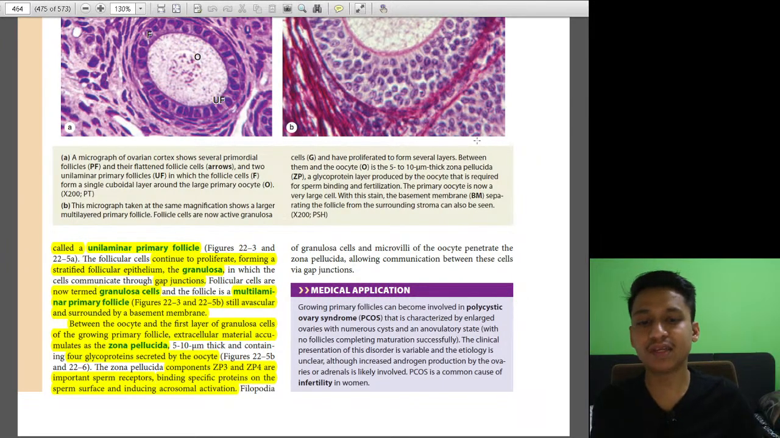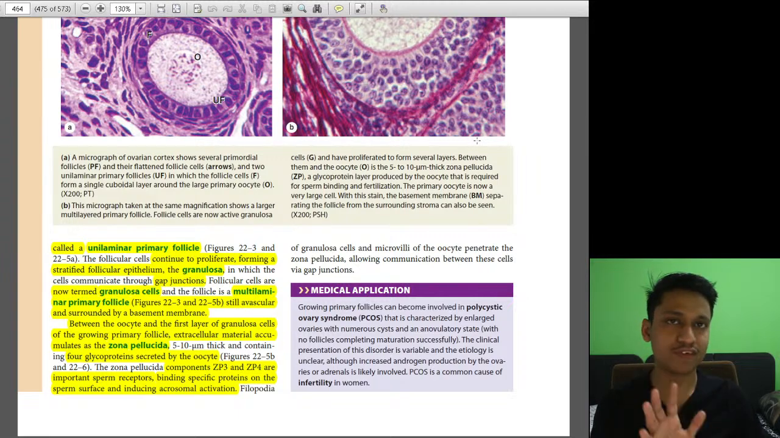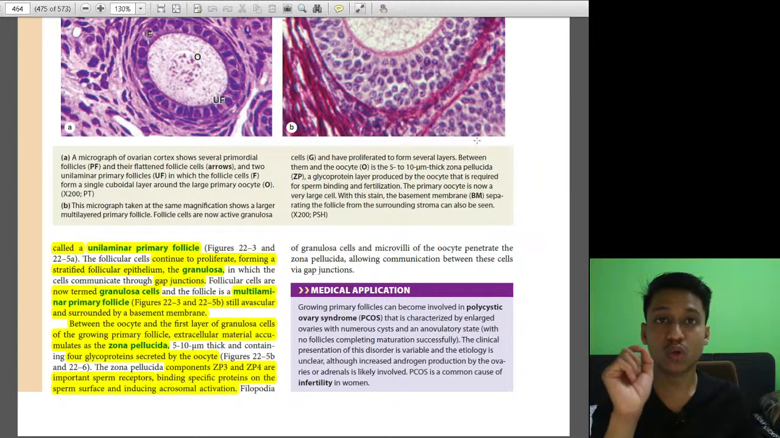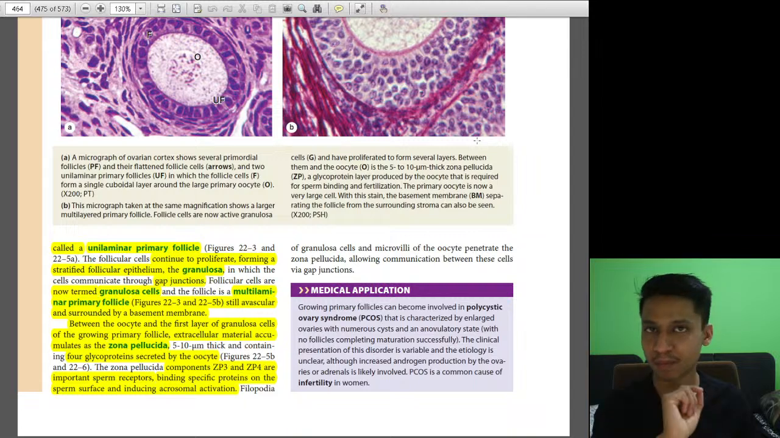We need to know that when we have a unilamellar follicle, we call them simple cuboidal follicular cells, which form a simple cuboidal epithelium. But when they get stratified, when we have a stratified follicular epithelium, we call those granulosa cells, and they communicate through gap junctions. This situation of the granulosa cells is called the multilamellar primary follicle.